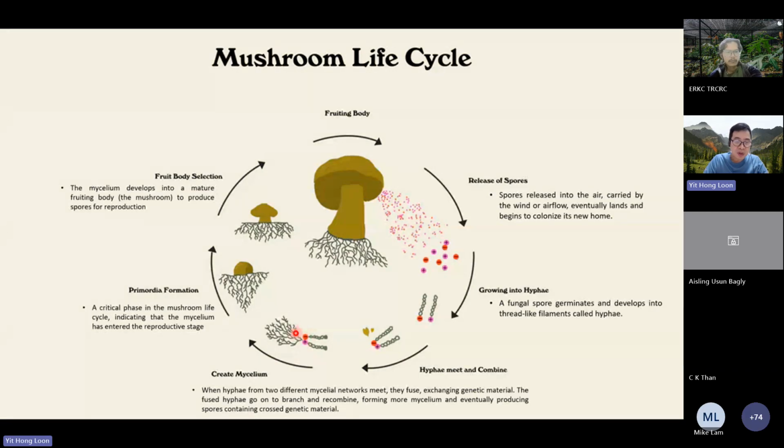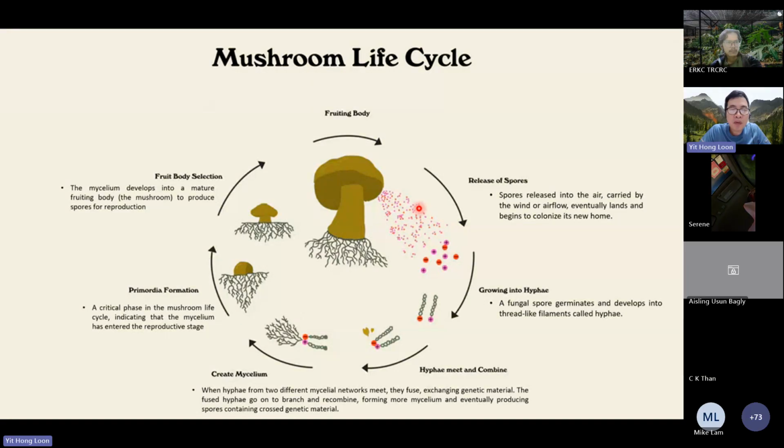So they combine and merge, and they form the mycelia. The mycelia will continue to grow, and when the condition is optimum, when they receive sufficient moisture and sufficient nutrients, they'll form the primordia, a very tiny fruiting body. Then the fruiting body will start to grow as a mushroom. Then this cycle will continue over and over.